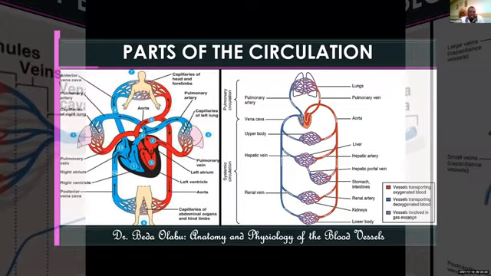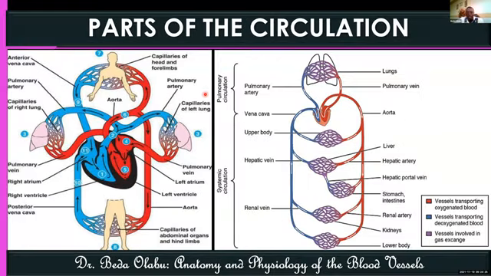What are the parts of the circulation? There are two parts of the circulation. We have the pulmonary circulation, which refers to the exchange between the heart and the lungs. And we have the systemic circulation, which refers to the exchange between the heart and the rest of the body tissues. So that is systemic circulation, and this is pulmonary circulation.